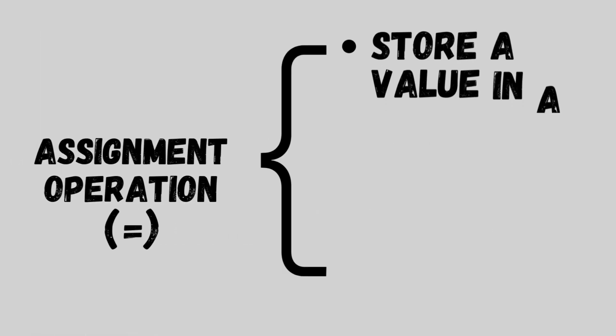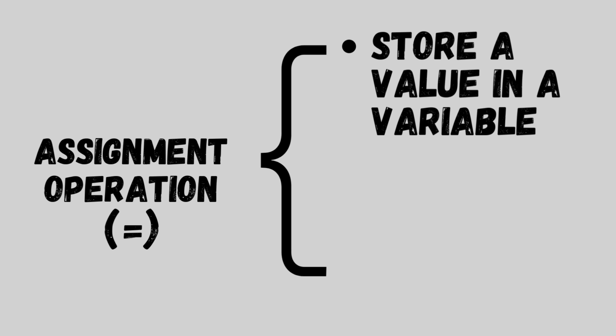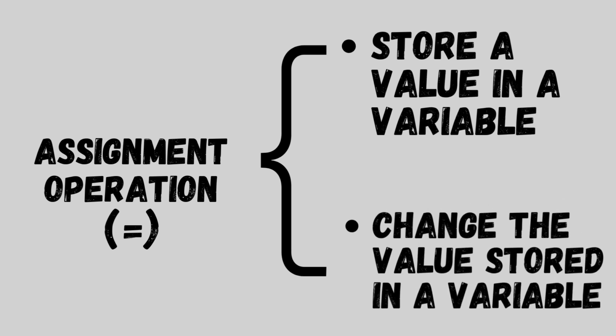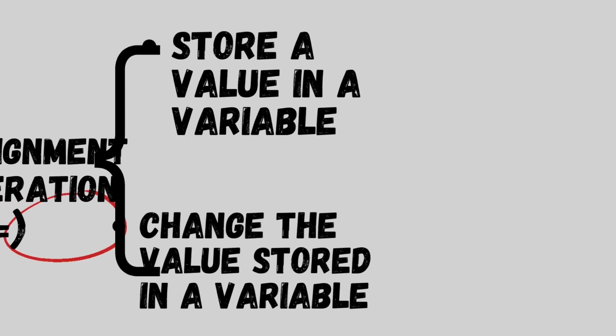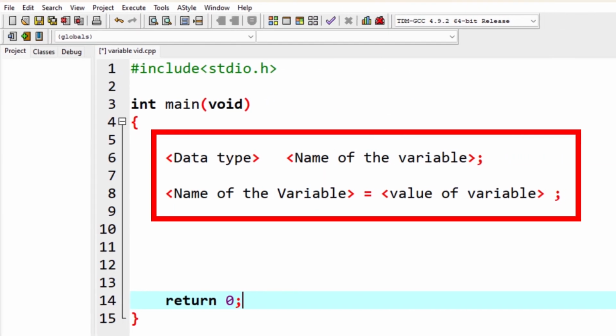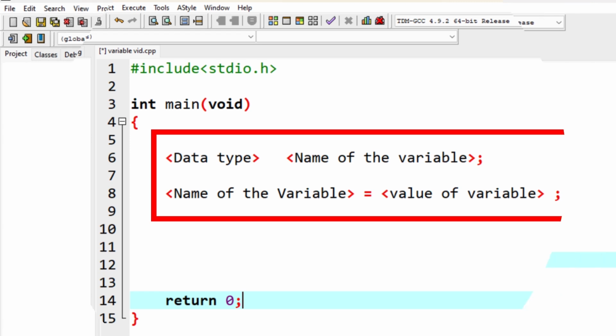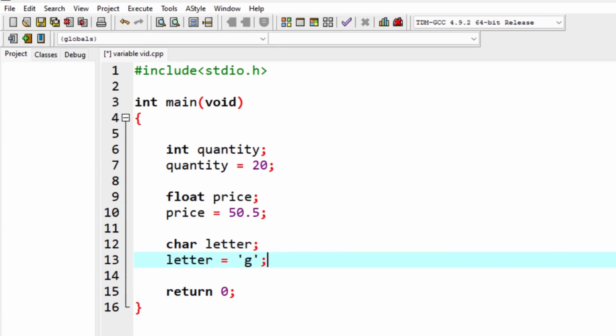The assignment operation can be used to store a value in a variable or to change the value stored in a variable. The assignment operator is the equal sign. We can store a value after declaring a variable according to this format. And here are some examples.